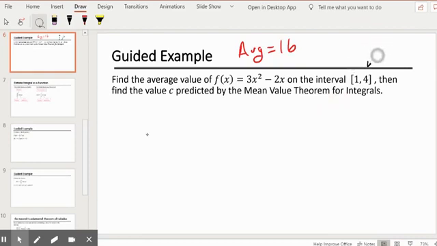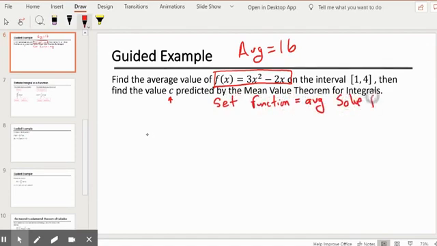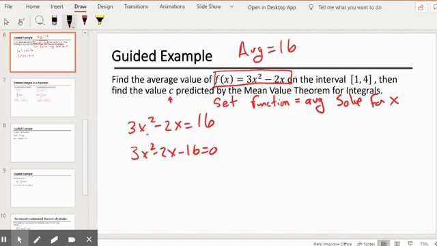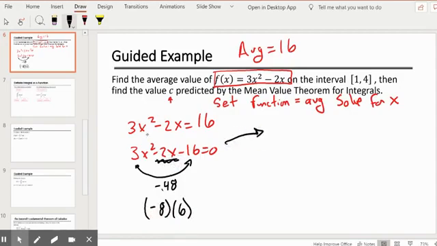And now we want to solve for that c value predicted by the mean value theorem. So to do that, we want to set the function f of x equal to its average value and solve for x. So 3x squared minus 2x equals 16. This is a quadratic. We get 0 on one side. And now the first and last values multiplied give us negative 48. We need two numbers whose product is negative 48, but whose sum is negative 2. So that's negative 8 and positive 6. We'll split up this middle term of negative 2x. So we have a 4-term expression.